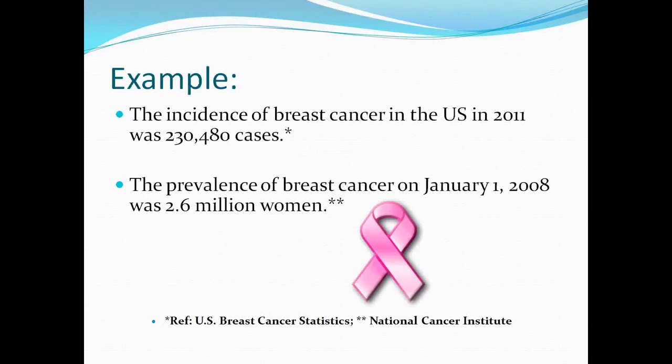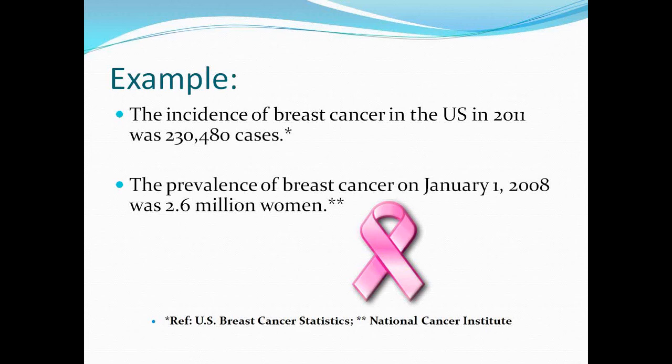As an example, the incidence of breast cancer in the United States in 2011 was 230,480 cases. And the prevalence of breast cancer on January 1st, 2008 was 2.6 million women. So that's telling us that in 2011, over 230,000 cases of breast cancer were newly diagnosed. But in 2008, there were 2.6 million women that had ever been diagnosed with breast cancer.